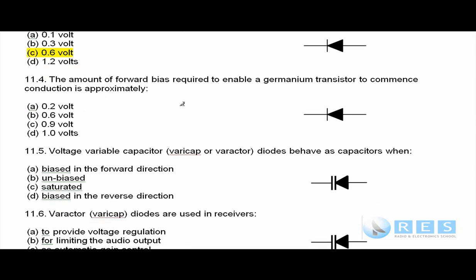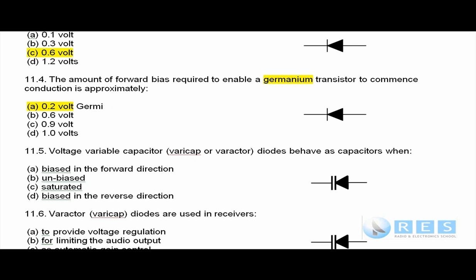Question 11.4, the amount of forward bias required to enable a germanium transistor to commence conduction. I've got a symbol of a germanium diode there, they look the same, and the question's about a transistor, but it doesn't change the question. The amount of forward bias to enable a germanium transistor to conduct is the same as a diode. It's germanium, so it's 0.2 of a volt, not 0.6, that would be silicon. So 0.2 is germanium.